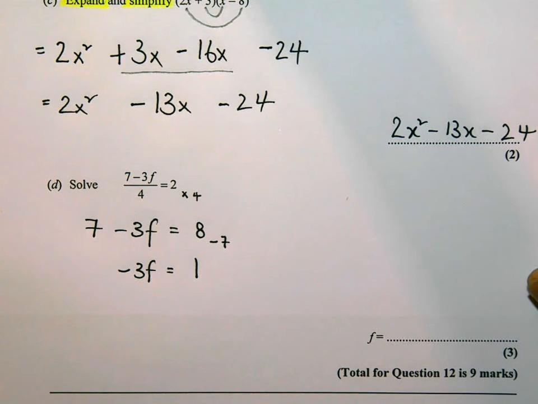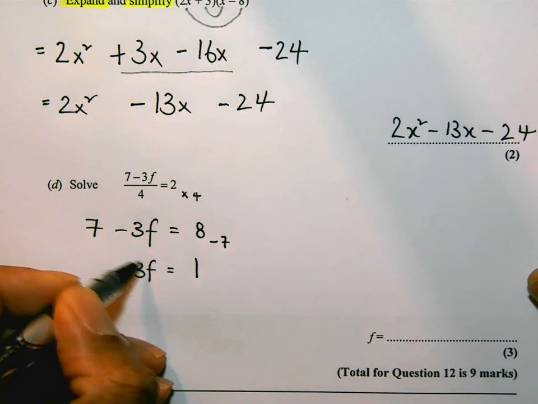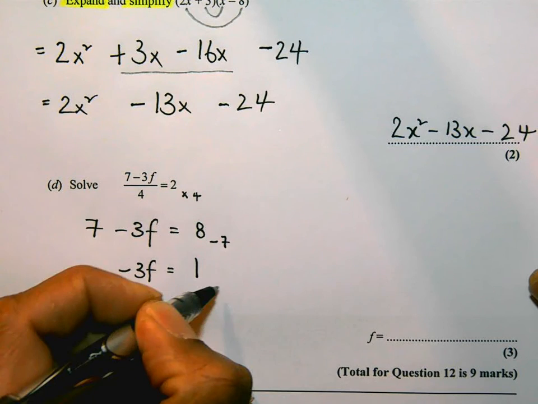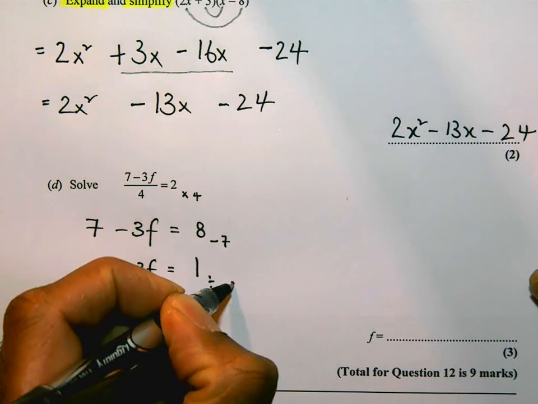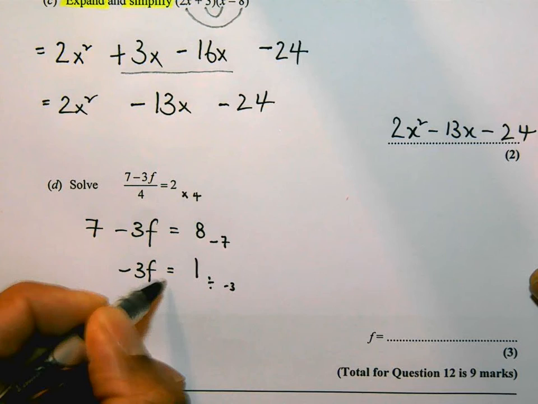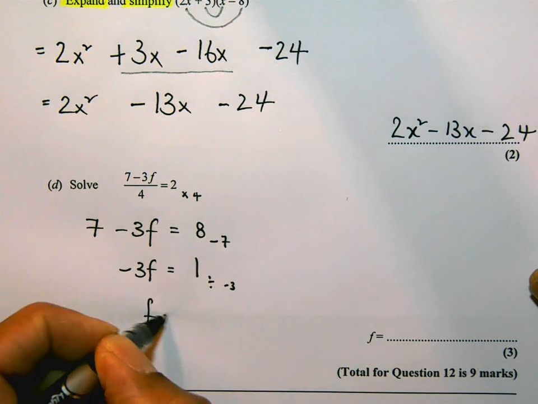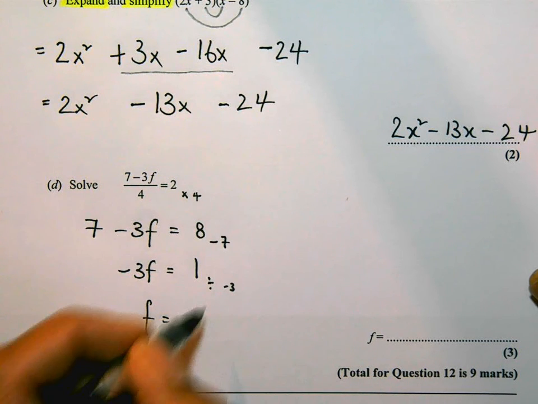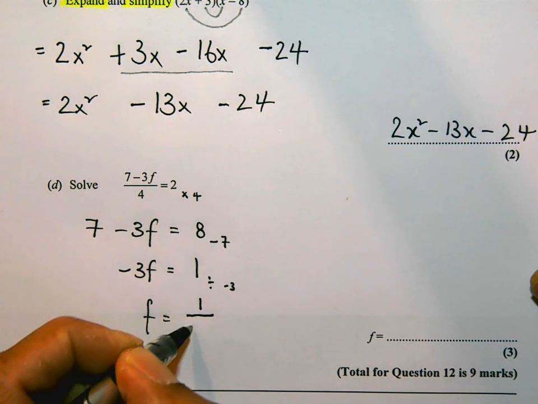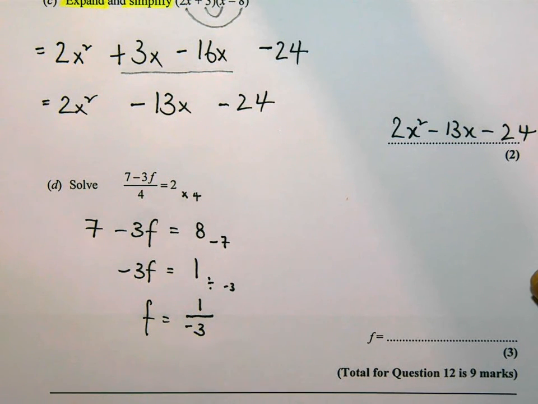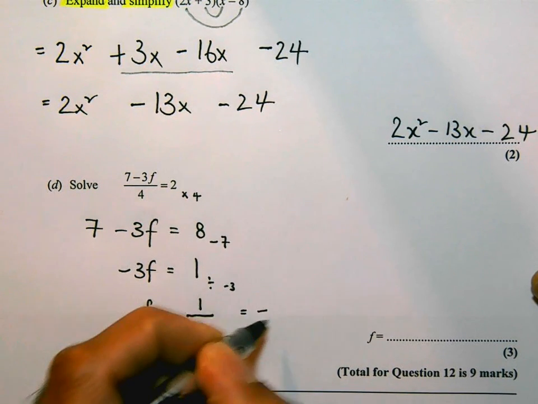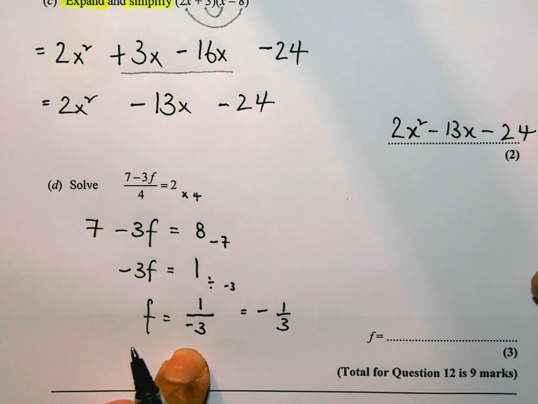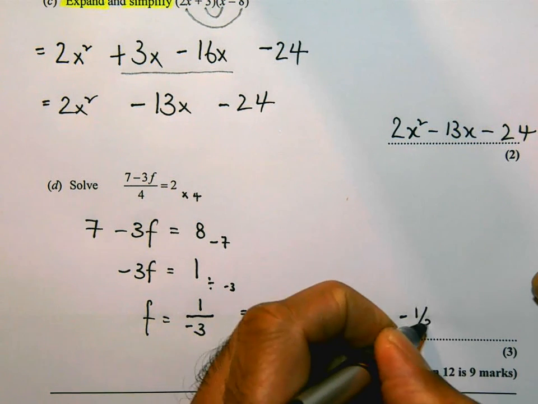Then I need to get rid of the 3. In fact, it's not just 3, but minus 3. So I need to divide by minus 3, because that is timesing the f. So f is going to be equal to, now this is a non-calculator paper, I could leave these answers as fractions, so I could leave it as 1 over minus 3. Okay, that's acceptable. In fact, that's the same as minus 1 over 3. So even if you wrote 1 divided by minus 3, you'd get that mark, but ideally it's minus 1/3.